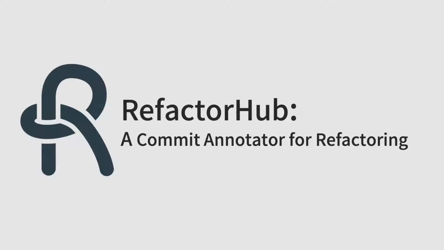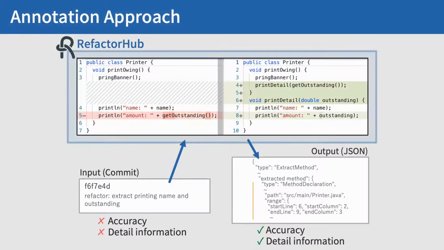We propose RefactorHub, which is a new tool to support the manual annotation of refactorings in a commit. The input of RefactorHub is a commit, which may be a refactoring. During the annotation process, the user sees the code diff and selects code elements related to the target refactoring. We call them refactoring parameters.